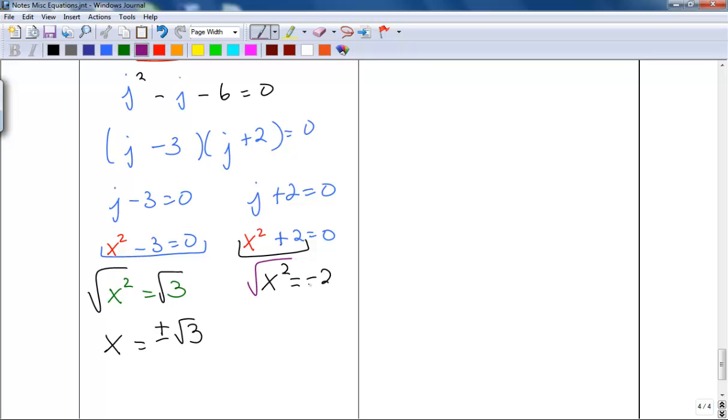Take the square root of both sides to solve this, and I get that x is equal to plus or minus, well, the square root of negative 2. Remember, the square root of negative 1 is i, so I take that out. And then can I simplify the square root of 2? No, so I would leave it there. So for the second answer, I get that x is equal to plus or minus i root 2.